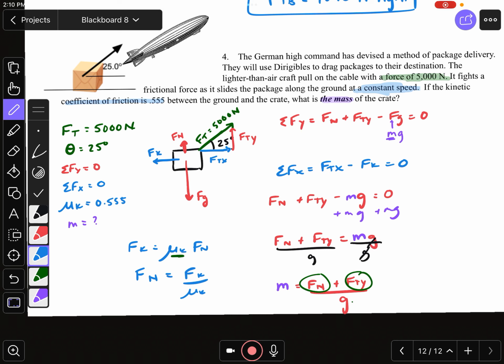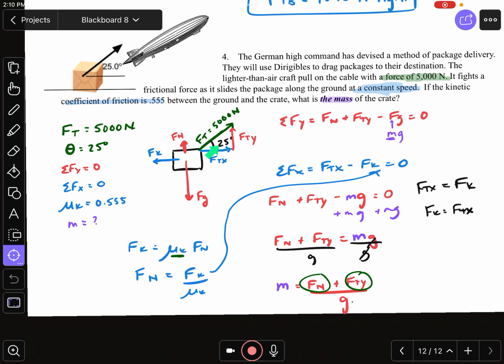So Fn is equal to Fk divided by mu k. And I can do a big K. I can solve for Fk using this equation. So I have Ftx is equal to Fk. So if I can find Ftx, I will have Fk. And let's take a look.